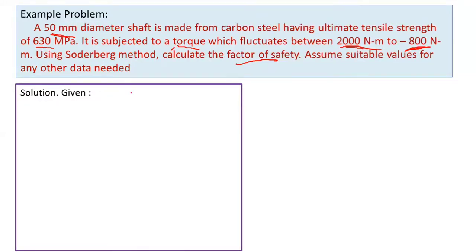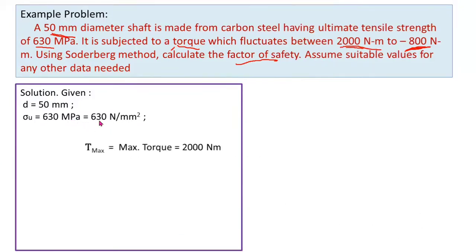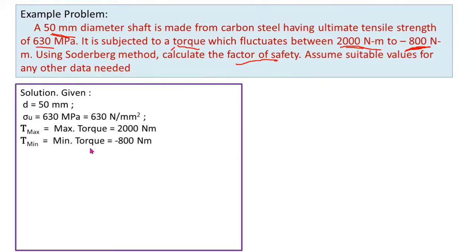Okay, so given data is diameter D, outside diameter of a solid shaft, equal to 50 mm, and ultimate stress equal to 630 megapascal. 1 megapascal equals 1 Newton per mm square, and the maximum torque equals 2000 Newton meter. Minus 800 is the minimum torque.